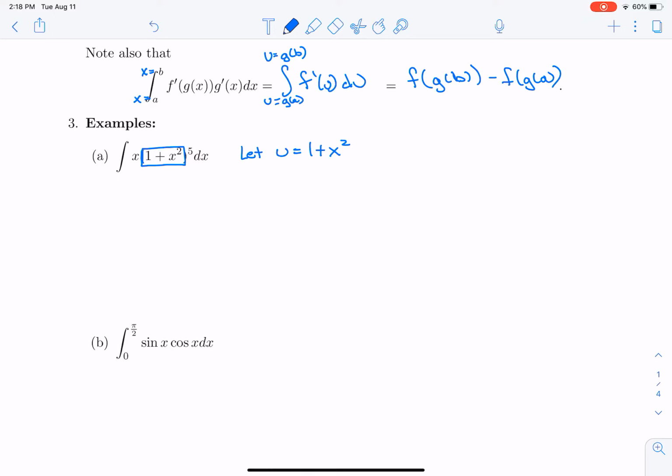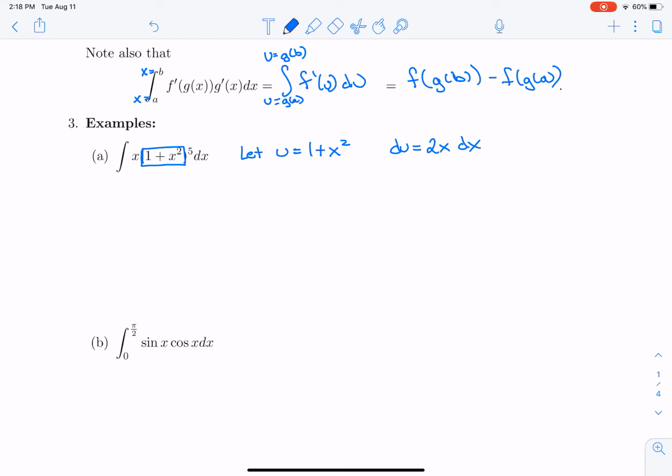Now, our hope for the technique to work is that the derivative of u, or du, will look like the things that are left over. So du, in this case, the derivative of u, is going to be 2x. And a lot of times, instead of writing du/dx equals 2x, we're going to write du equals 2x dx.